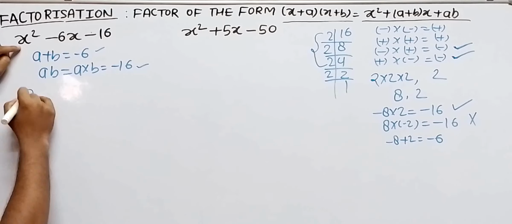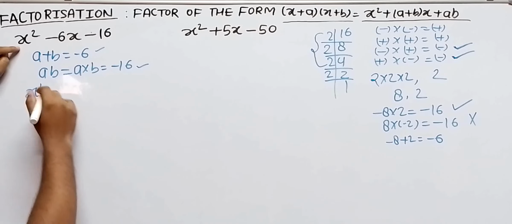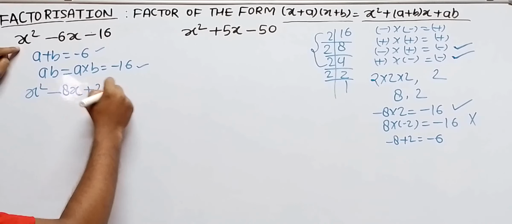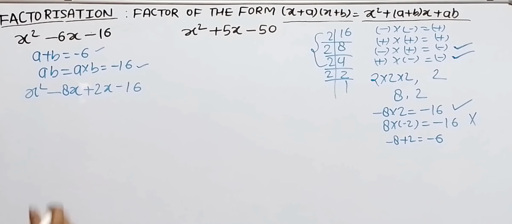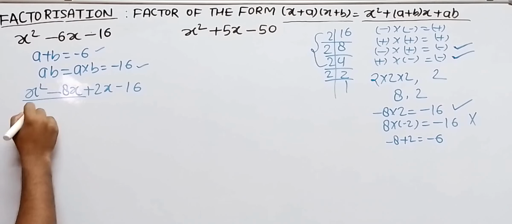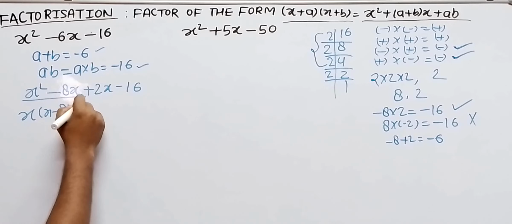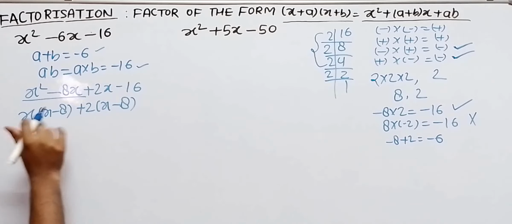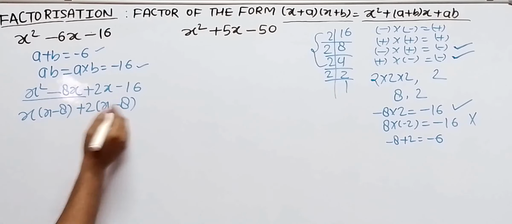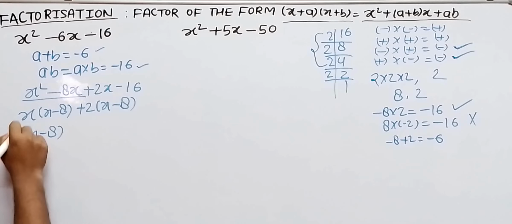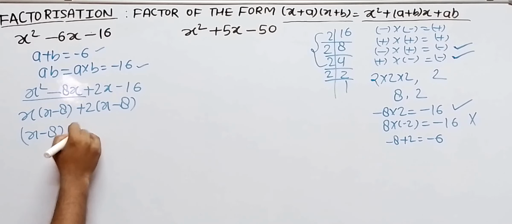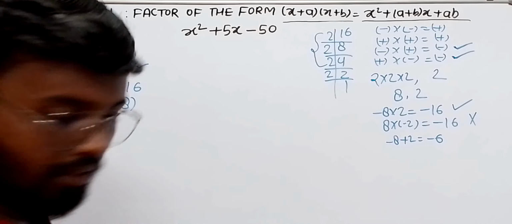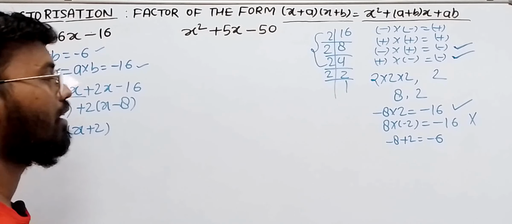So it will become x square, now minus 8, so minus 8x, then 2, so it will become plus 2x minus 16. Take x common from here, it will become x minus 8. Take 2 common from here, it will become x minus 8. Now take x minus 8 common from both terms, we get x minus 8. Now in the other bracket we get x plus 2. Okay. Now proceeding for this one, what do we need?